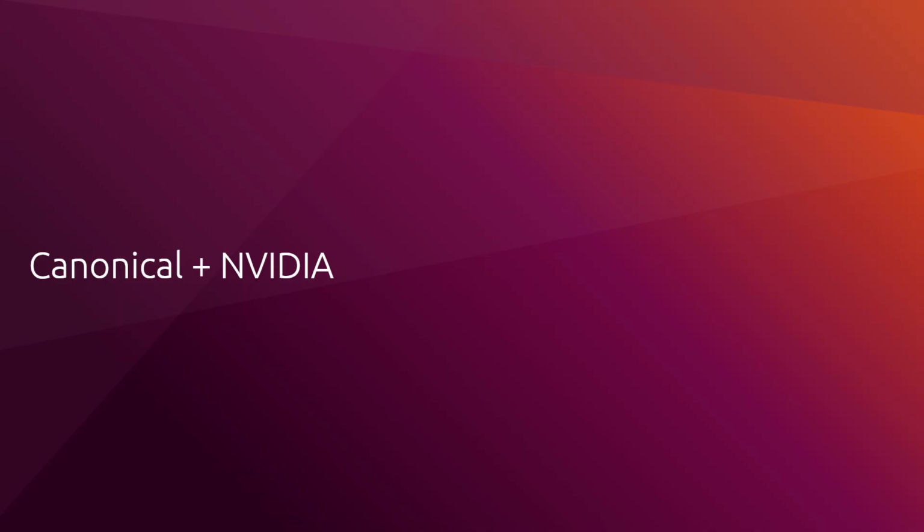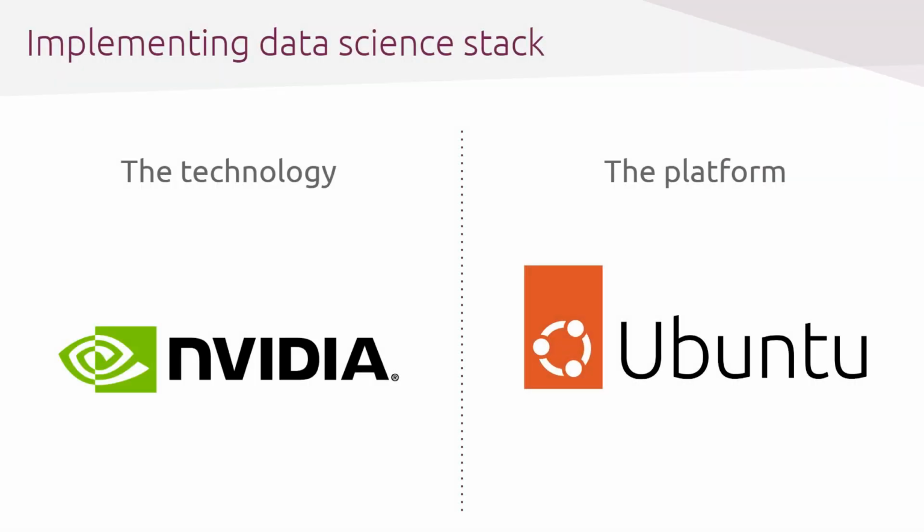Before we dive into technical details, let's stop for a moment and zoom out to see what Canonical and NVIDIA are working on and how their products fit together, enabling data scientists to implement an open source, cost-effective infrastructure. If you think about that, when it comes to data science stack implementation, you are going to need the following two things, the two primary ingredients of this stack. Those are the technology and the platform.